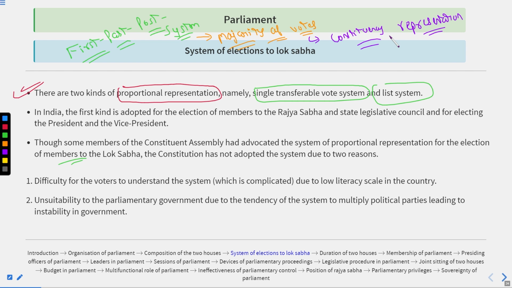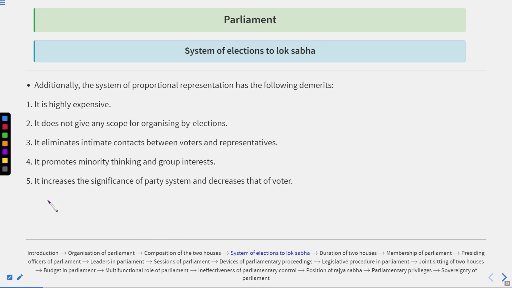So that's why some of the members wanted to implement the proportional representation for the Lok Sabha also. But there are two main reasons why the Constitution does not carry any such thing. First is that it will be difficult for voters to understand the system, which is complicated. Why? Because there is low literacy in the country, and there was even lower literacy during the time of the independence war. Thereafter, this is unsuitable to the parliamentary form of government because there will be multiple political parties, and this could hamper the process of passing legislation.